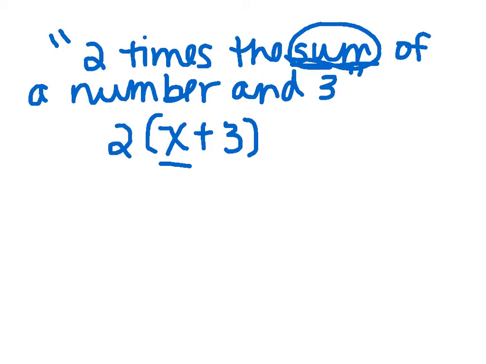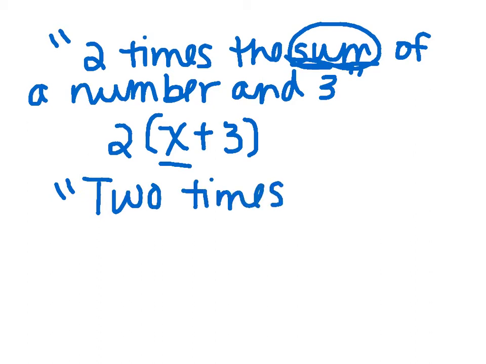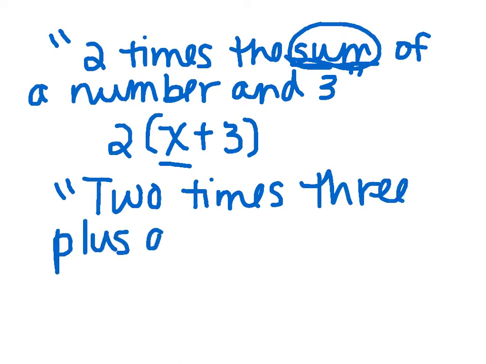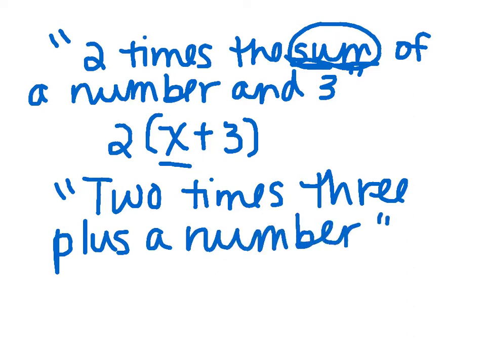So if there's a problem on there, if I said 2 times, I don't know, 2 times 3 plus a number. In this situation, 2 is just multiplying 3. 2 times 3 plus a number. I know there was a problem on there that was similar to that.